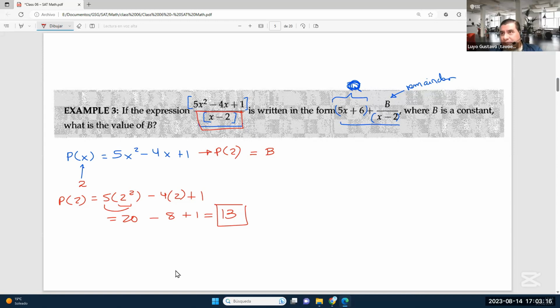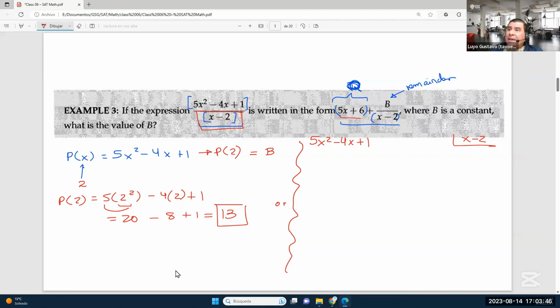Take a look. We are doing the whole division, okay? So that you can verify how this works in all cases. 5x squared minus 4x plus 1 divided by x minus 2. Notice that by doing the division, we will be able to identify what the quotient is, which is this part, and what the value of b is, the remainder.